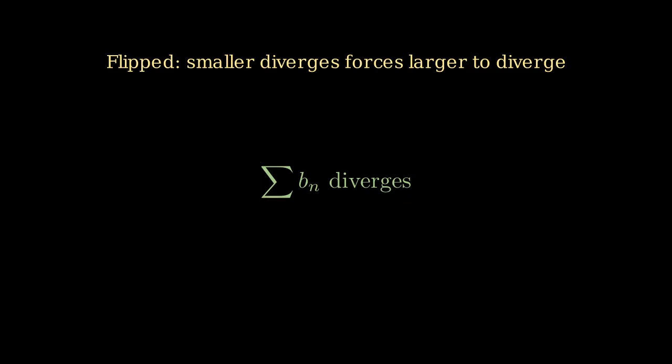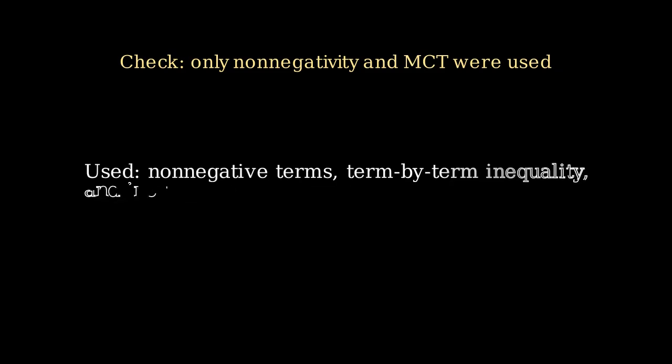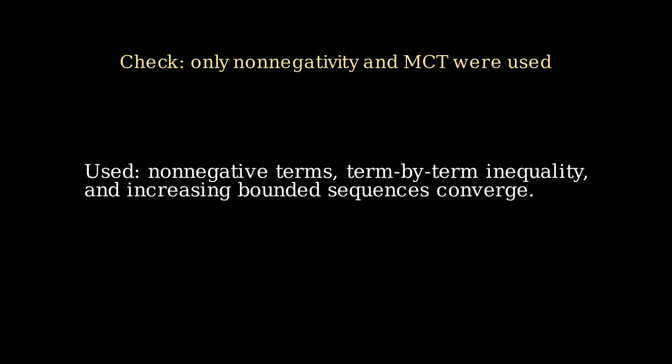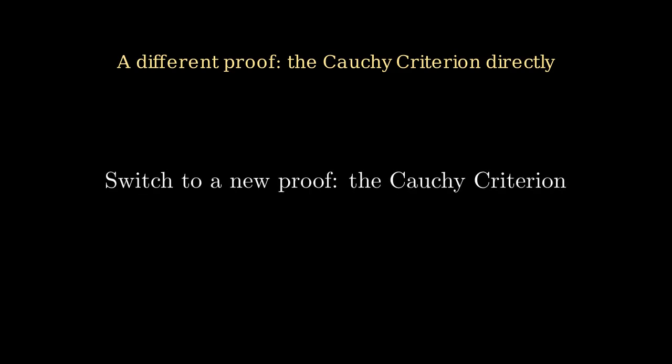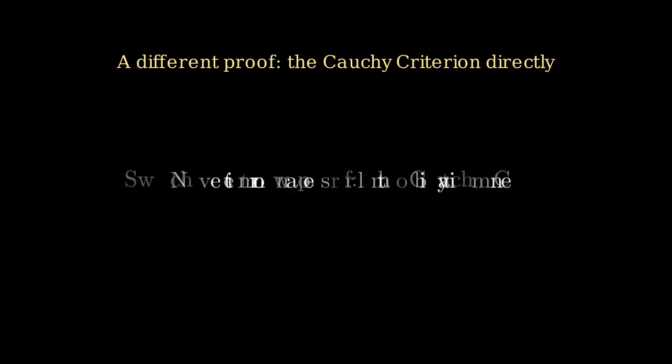Check this proof. We used only that terms are non-negative, that the inequality holds term by term, and that increasing bounded sequences converge. Every step used a fact we already trust. Now let us switch to a genuinely different proof. Instead of building up partial sums from scratch, this time we will use the Cauchy Criterion directly, which talks only about how much a series changes over any stretch of terms, never mentioning a limit by name.